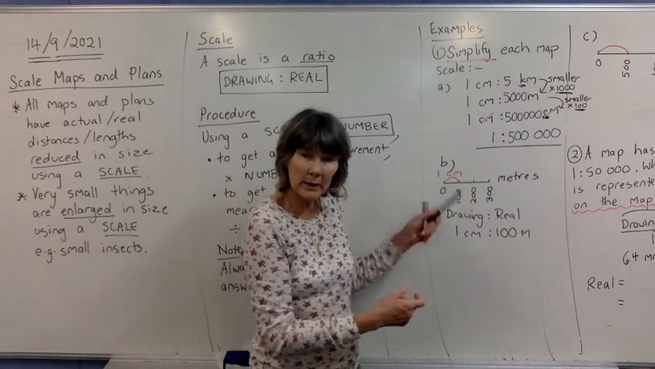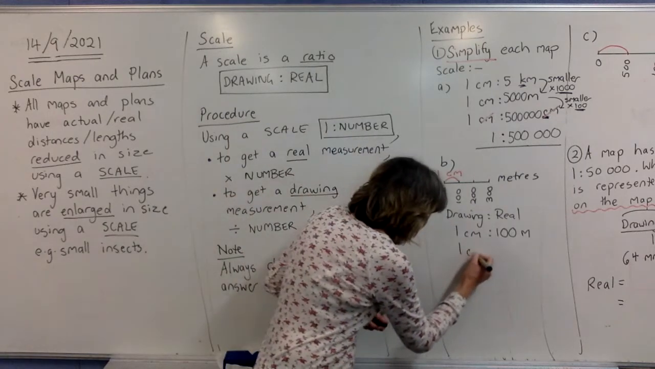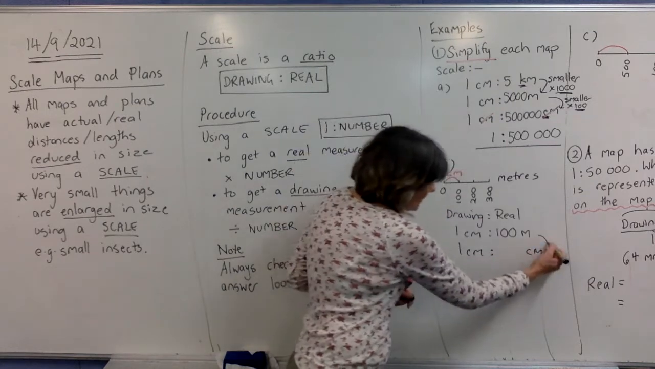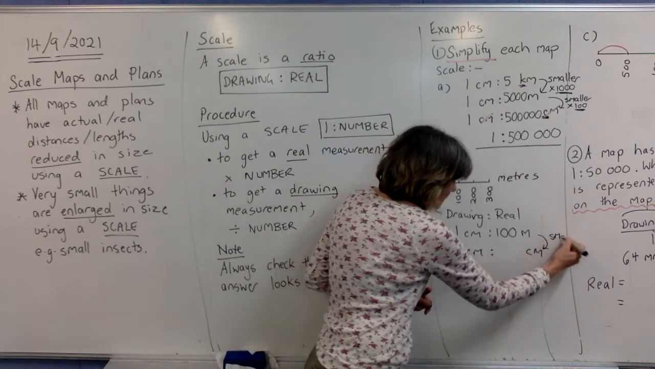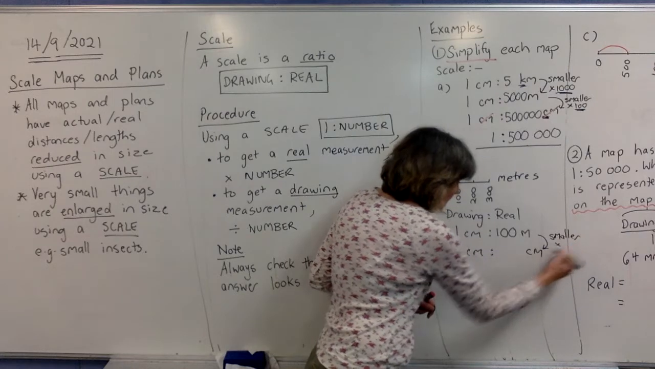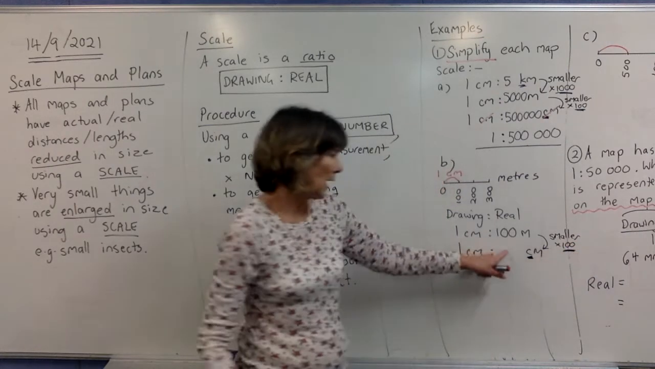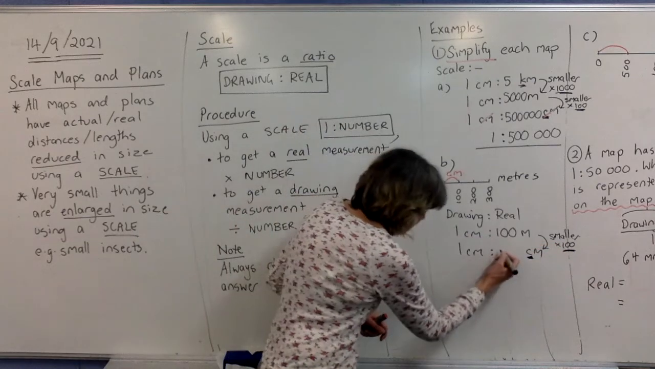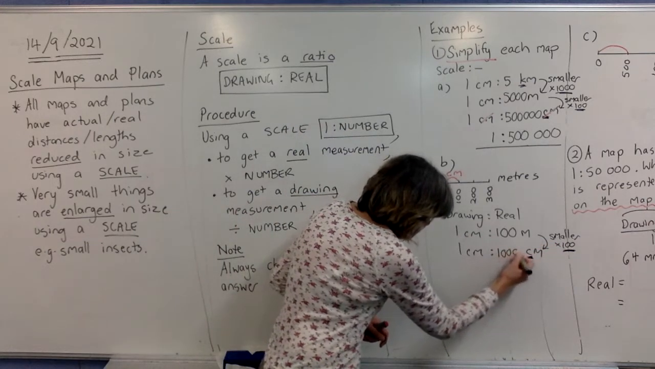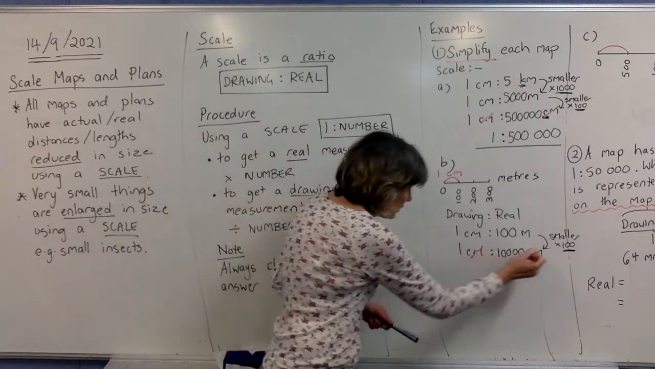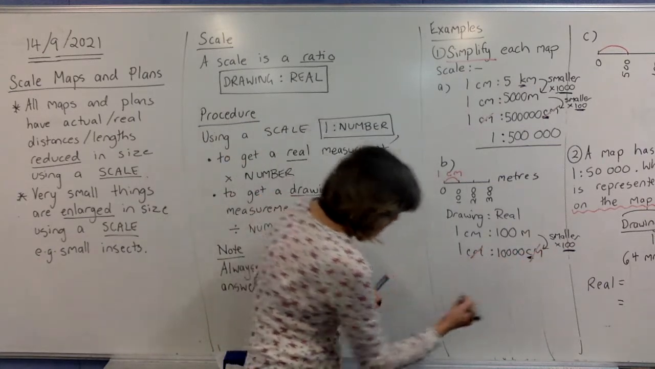So now we're doing what we did above. We're going to get everything into centimetres. So if we convert this to centimetres, we're going smaller, so we're timesing by 100 for the centi. 100 times 100 will give you that. Now we're in the same units, we cross our units off, and we end up with this.